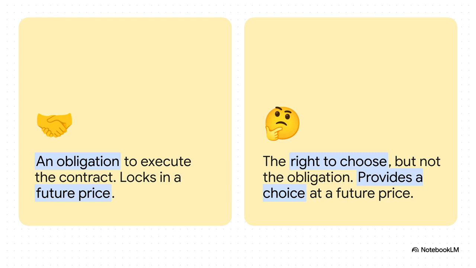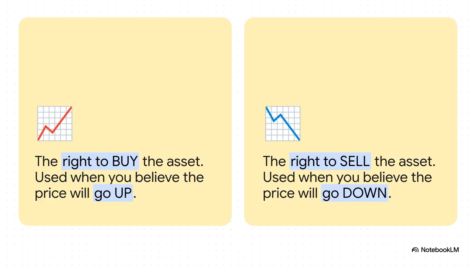So let's just hammer this home, because it's the main difference. A futures contract is an obligation. It's a promise you have to keep. An options contract is just that, an option. It's a choice you can make if it's good for you, but you can walk away if it's not. It's the difference between being forced to buy the house and having the right of first refusal. Totally different.